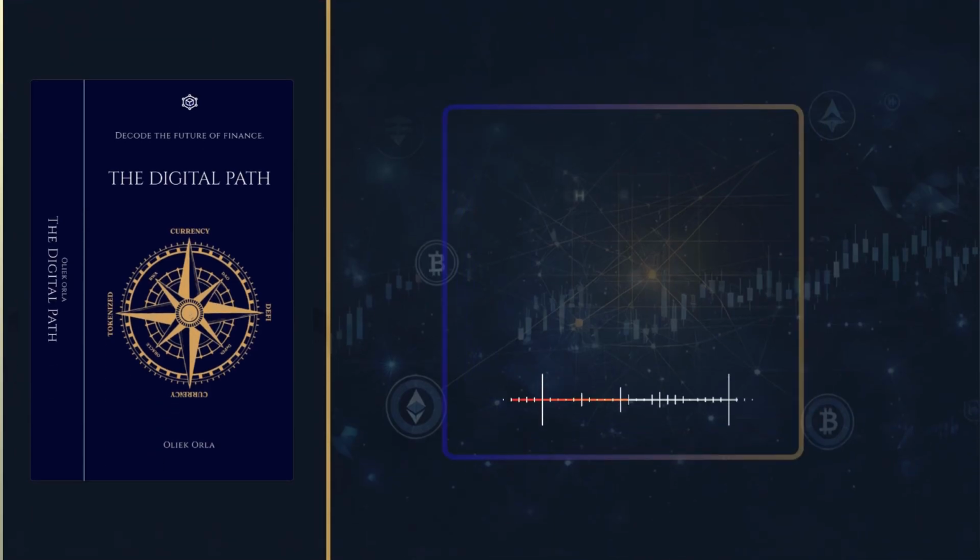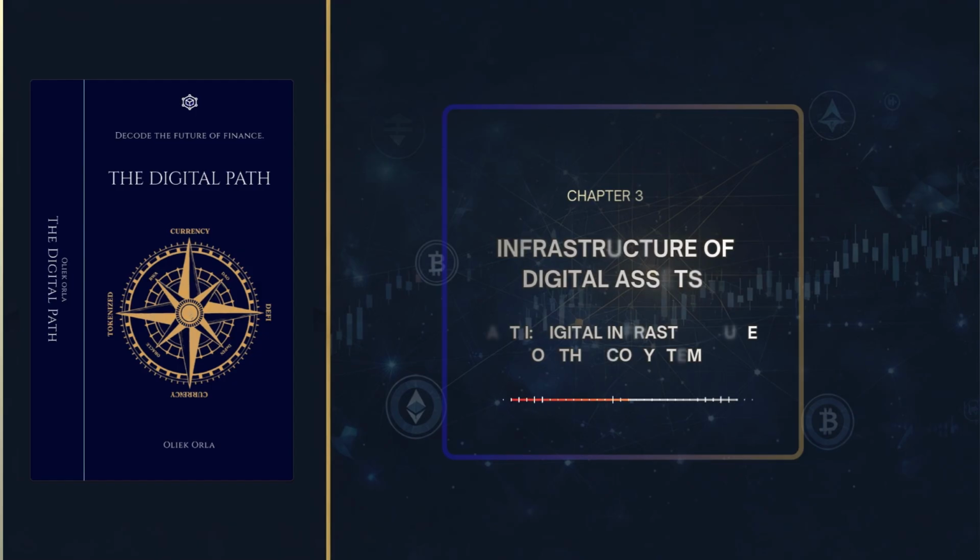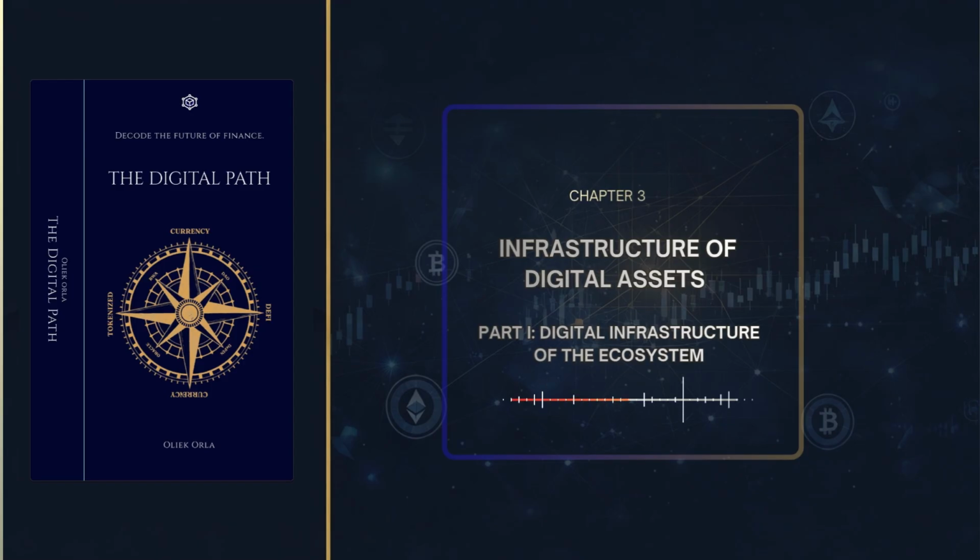Chapter 3: Infrastructure of Digital Assets. Now it's time to step inside. Every building has walls, floors, rooms, and internal systems. Different ecosystems, infrastructure layers, projects, wallets, exchanges, and mechanisms keep the digital world alive.